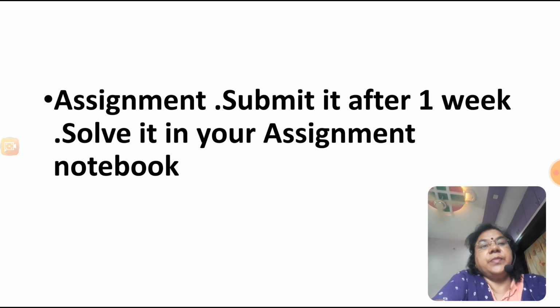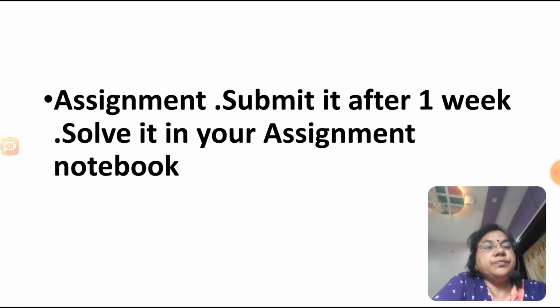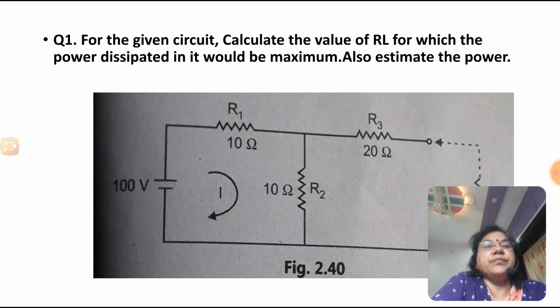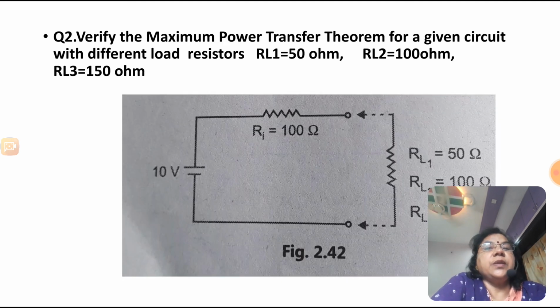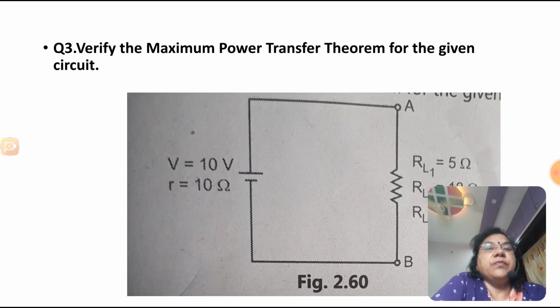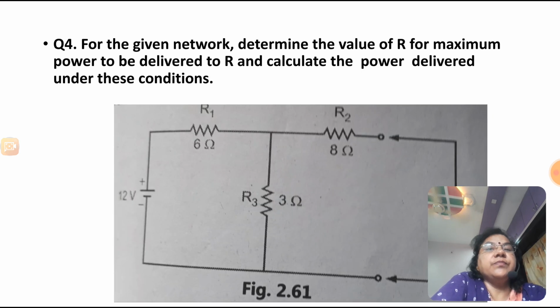Now this is the assignment. You have to submit it after 1 week. Solve it in your assignment book. There are 6 to 7 questions given in the assignment. Now for the given circuit, calculate the value of RL for which the power dissipated in it would be maximum. Also estimate the power. Now there is another assignment. Verify the maximum power transfer theorem for different values. Verify the maximum power transfer theorem for the given network.